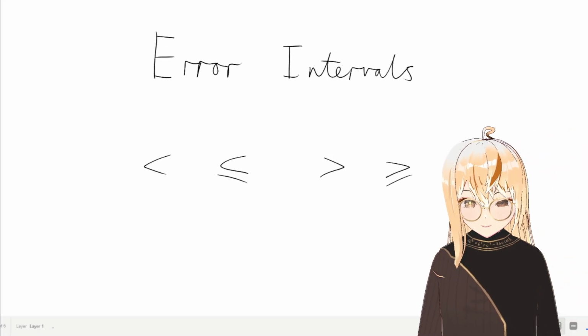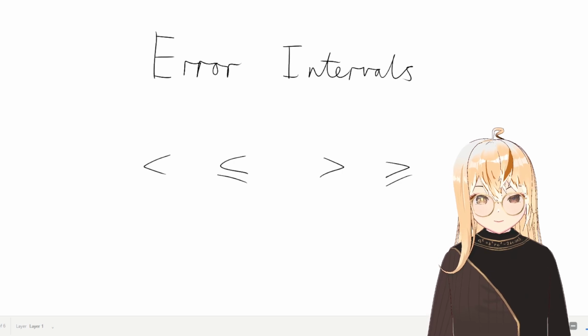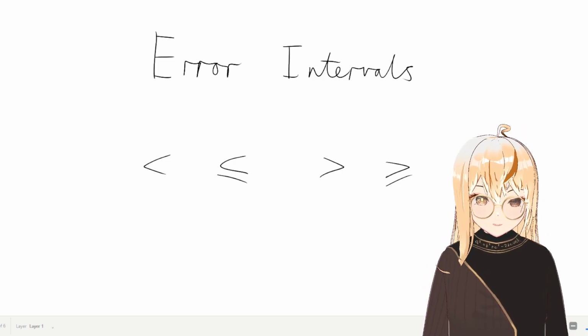Welcome back, Radiant Scholars. This should be another fairly easy lesson on error intervals. So we're going to be learning about rounding or truncation.